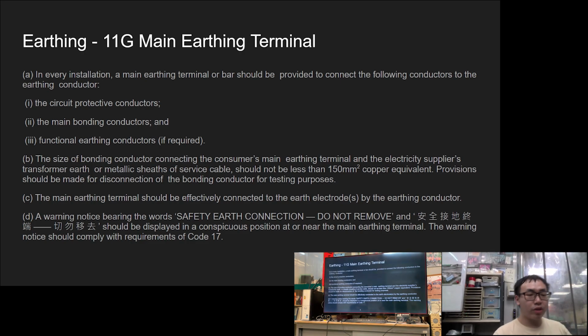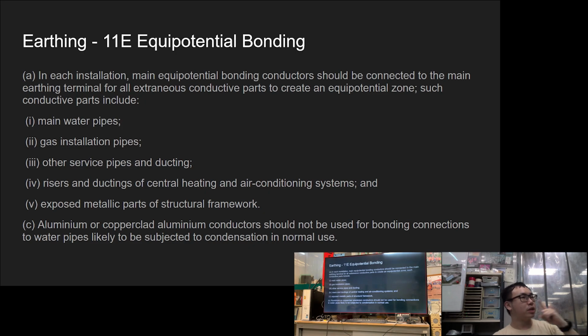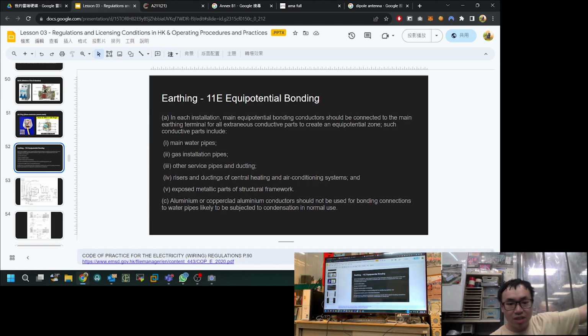And the earthing terminal is different from the equal potential bonding. In Chinese, this is 等电位, that kind of words in Chinese. I should have included it in my notes here. So if you're interested in it, you can go to here and have a look.